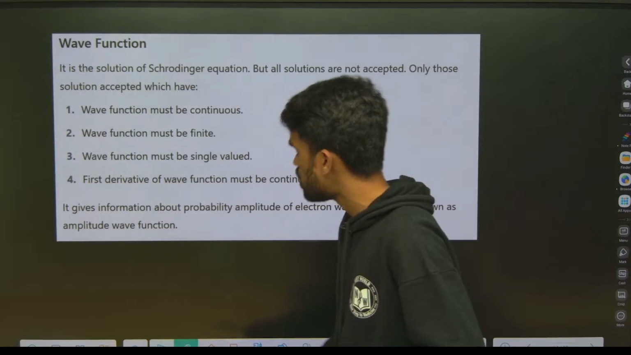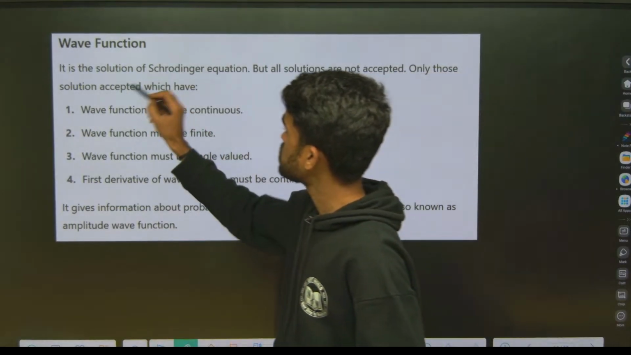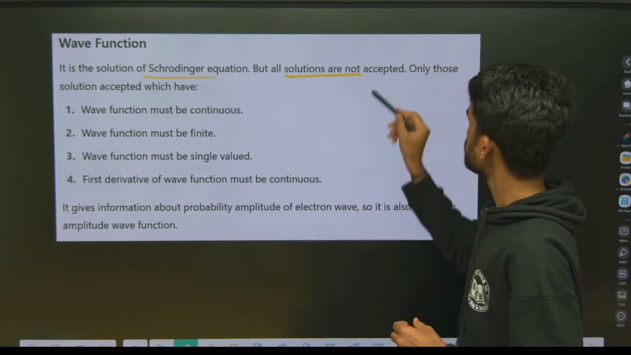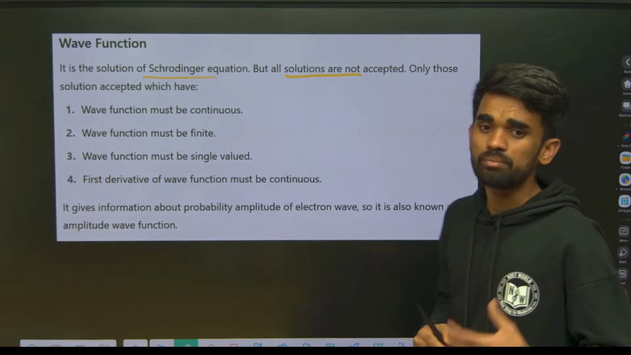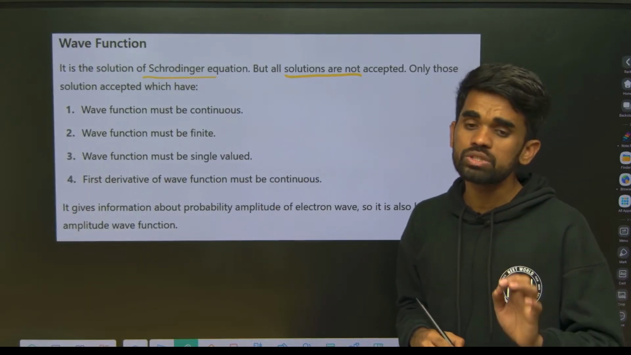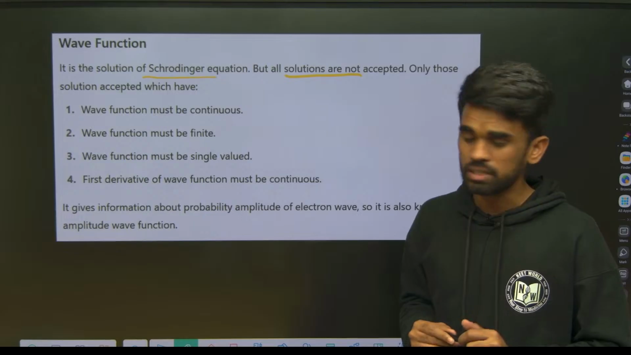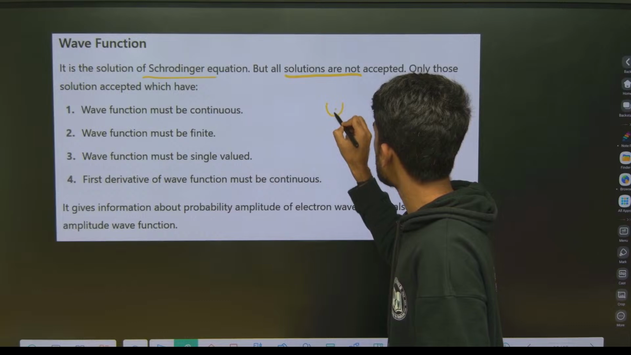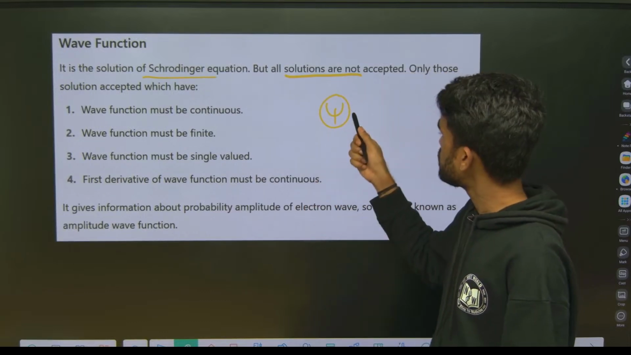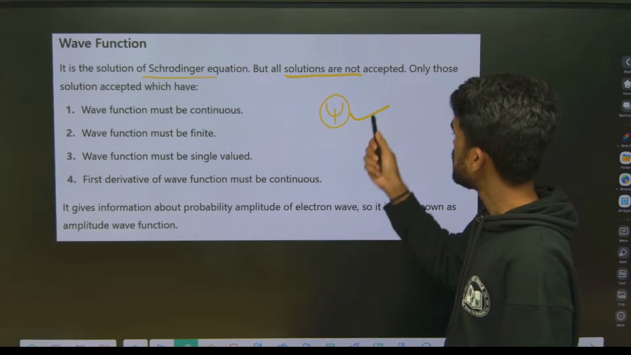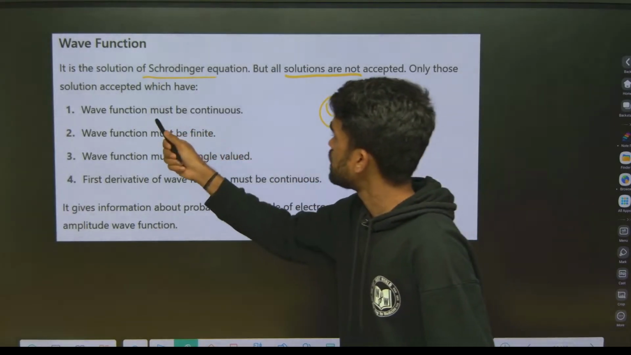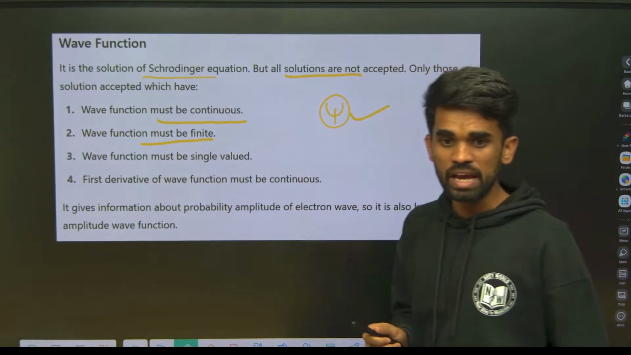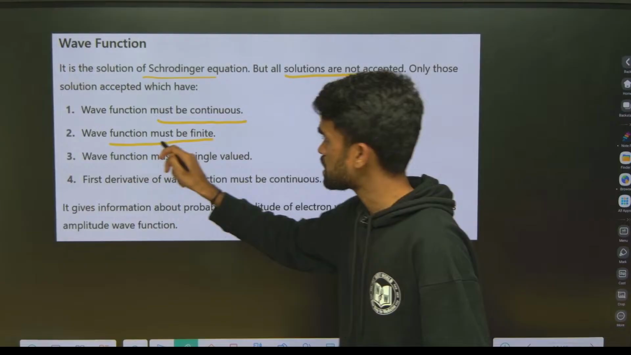Now, upon solving that Schrodinger wave equation we will get many different solutions, but only a few sets of solutions are accepted. Only those solutions are accepted where the wave function is continuous, and it should have finite values. The wave function must be finite.